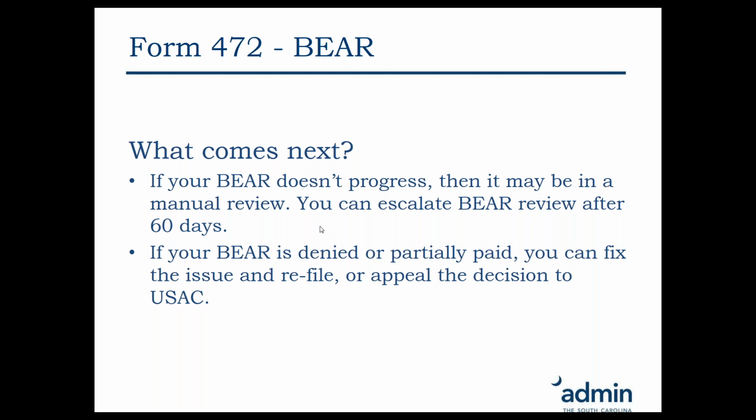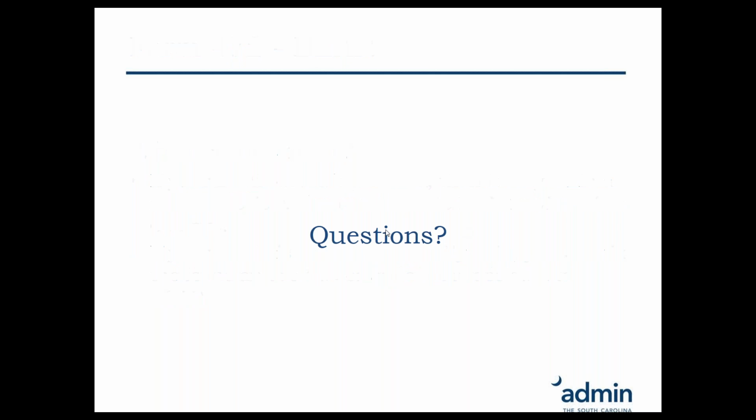If your BEAR, and this is what I was mentioning a moment ago, I guess I got ahead of myself, is partially denied or denied in full, you can in most cases fix the issue and then refile. If they come back to you and say we're denying this BEAR because of some compliance issue, then you can appeal the decision to USAC. I think that is my last slide. So what we'll do is we can open it up for questions, if you have any.